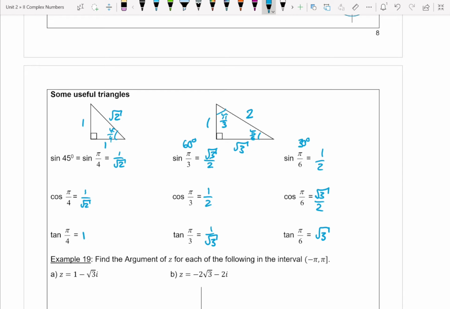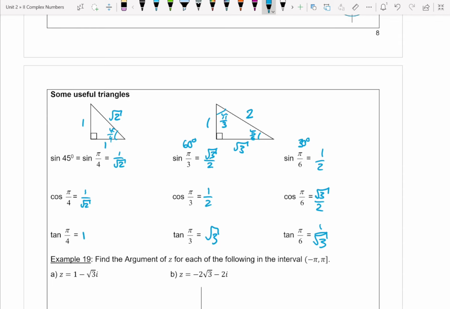Then for pi on 3, which is 60 degrees, we're going to get root 3 on 2 for the sine of pi on 3. Cosine of pi on 3 is 1 on 2. Tan of pi on 3 is opposite over adjacent. No, sorry, that should be root 3 on 1. So root 3, and then this one's going to be 1 on root 3. So tan pi on 3 is going to be root 3.